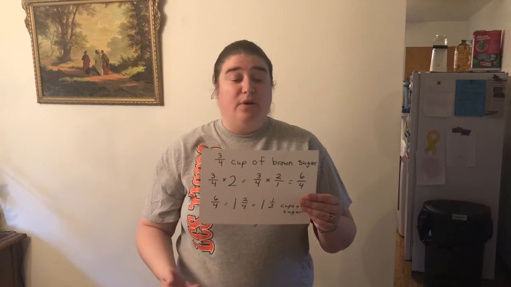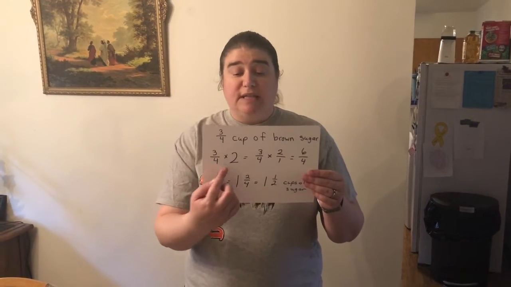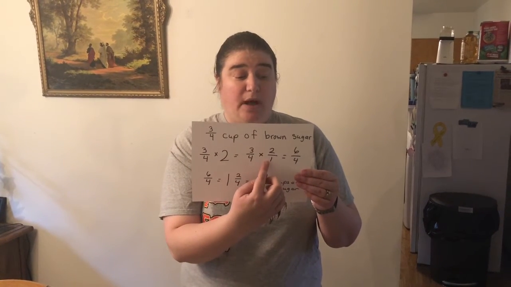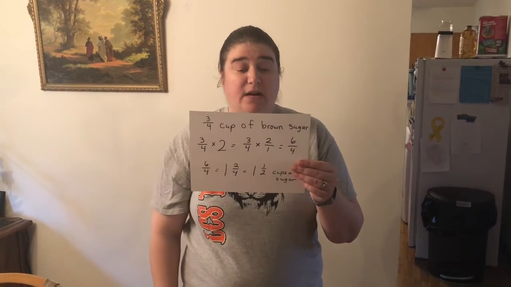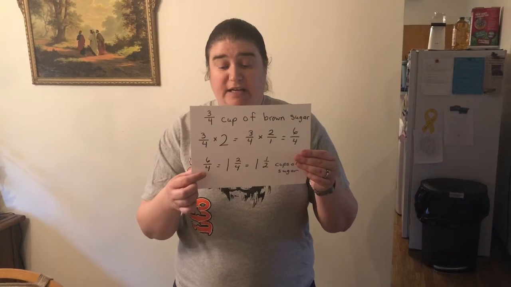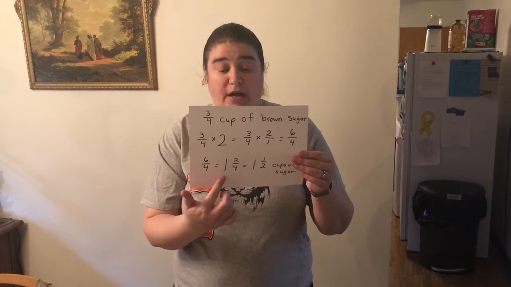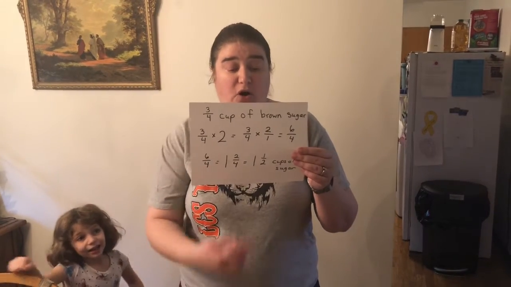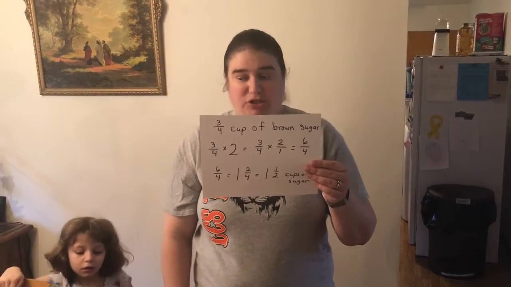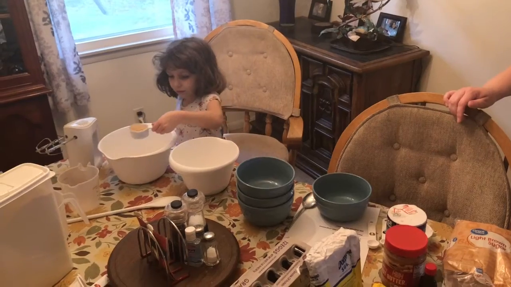Next, I need 3/4 cups of light brown sugar. 3/4 times 2. Here's 3/4 times 2 over 1. If I multiply straight across, I get 6/4. 6/4, if I take my fourths, divide it into the 6, I have 1 with 2/4 left over, or 1 1/2 cups of brown sugar. Okay, Caitlin, put the brown sugar into the bowl.